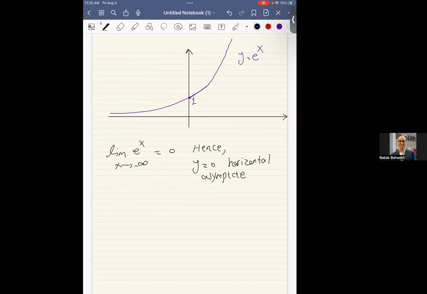Now, once you have e to the power x, we can do different transformations on this. Like we can draw e to the power minus x. Let's draw e to the power minus x, or minus e to the power x. So e to the power minus x, you just flip it around the y-axis.